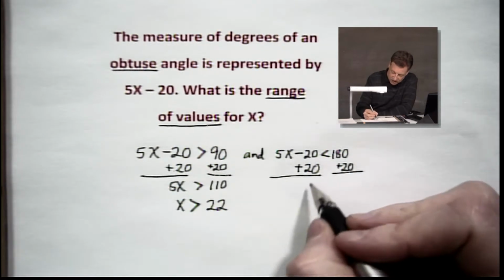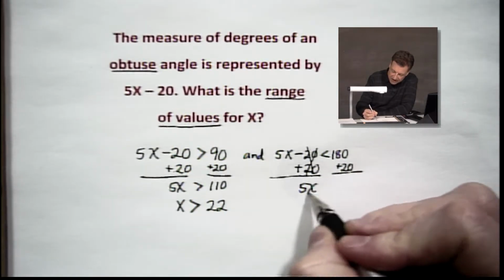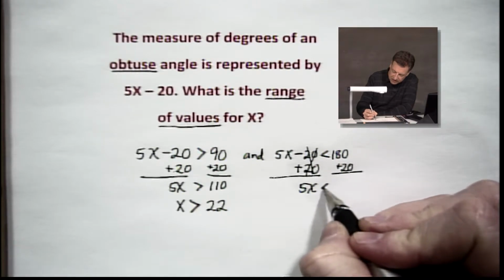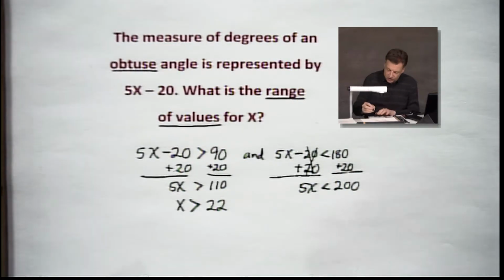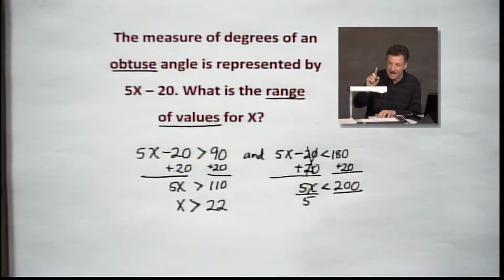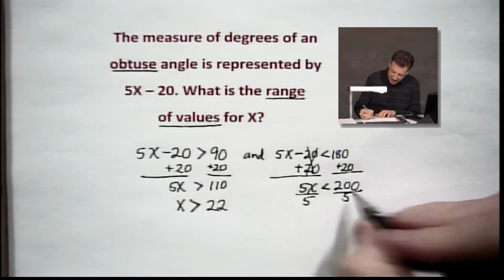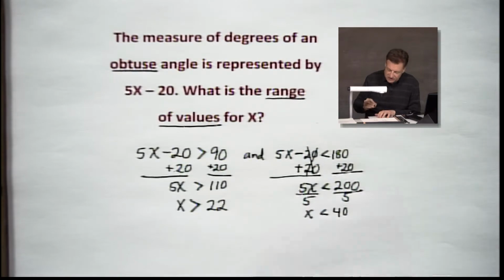So in this case, we are down to losing the 20s once again. But over here, it's a little bit different. We've got 5x, and this time the number coming out looks like 200. We're going to do the same thing, the division property of inequality. You got it. And we're going to get x less than 40. And that's our other situation.